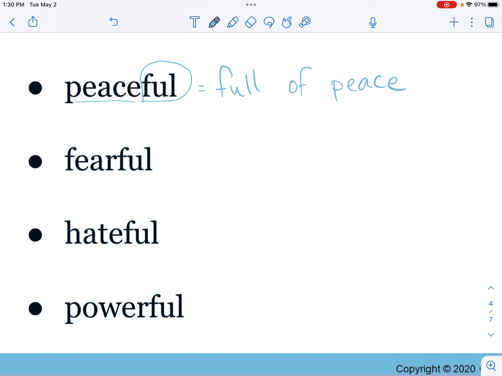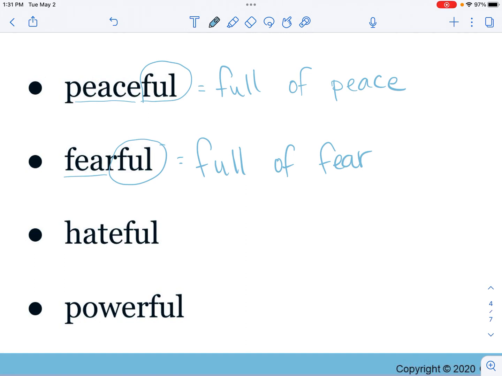Our next word is fearful. Again, circle the suffix, underline the base word. Then we're going to write what it means. Full of fear. Ruby wasn't fearful, even though there was a mob when she went to school.